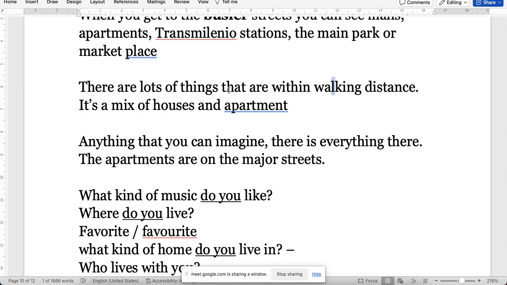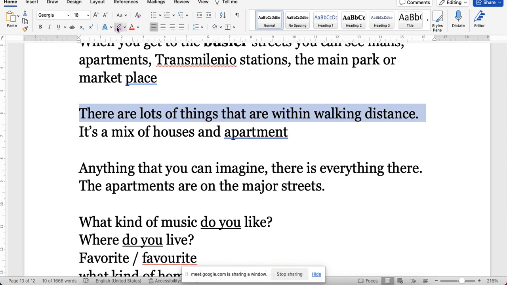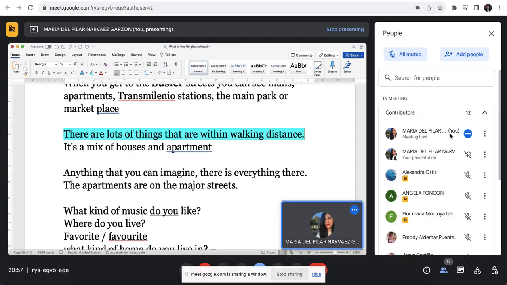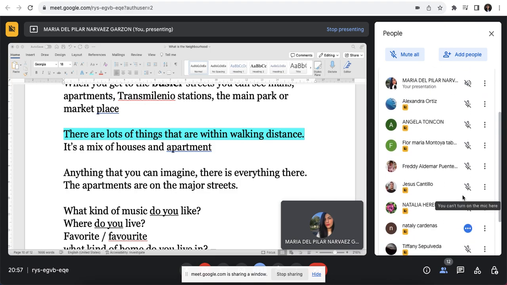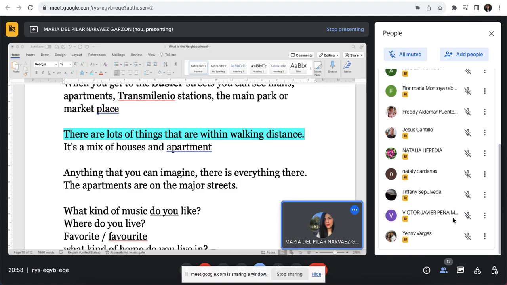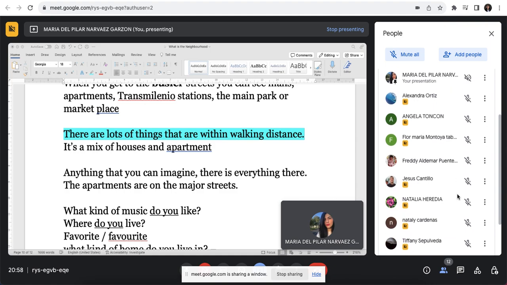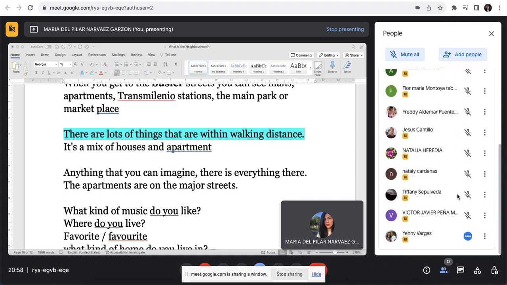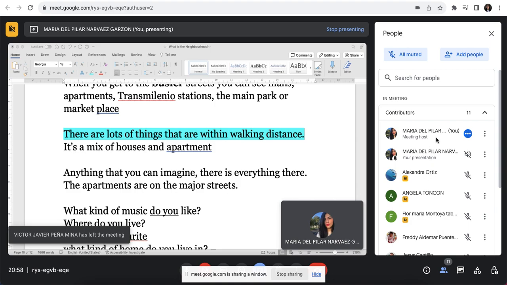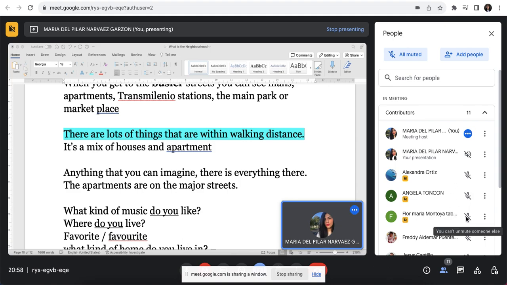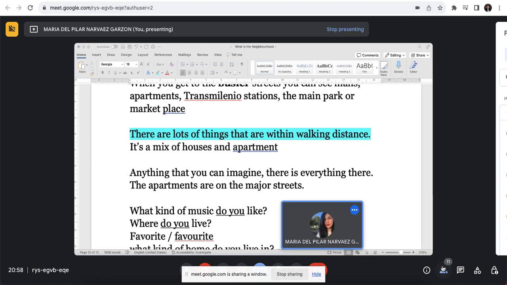¿Okay? ¿Quién quiere decir esta oración? Para ensayar ahí pronunciación. There are lots of things that are within walking distance. Perfect, Natalie. Thank you so much. Yes, wonderful. Anybody else? ¿Alguien más? There are lots of things that are within walking distance. Beautiful, Jenny. Within walking distance, yes. Somebody else? ¿Alguien más? Anybody else? Okay, good.